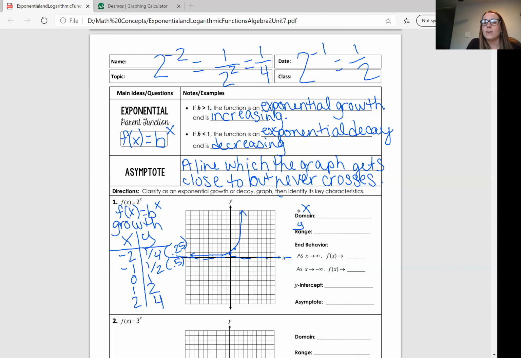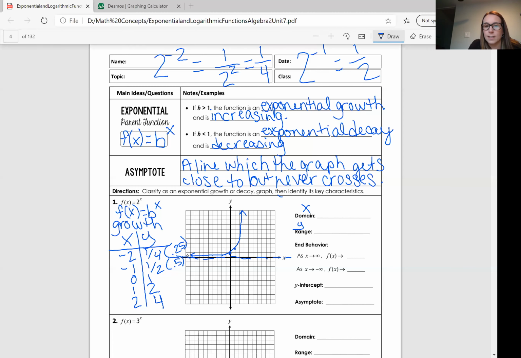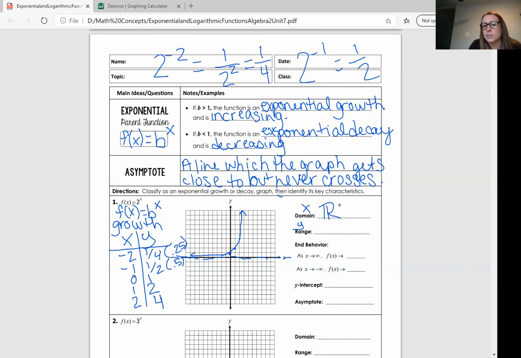All right, so domain are all your x values. So you have, okay, here's positive x values, you have some there. Here's negative x values, you have some there. So that means all reals, okay? You can write all reals, okay? There's a bunch of different ways to do it. You can put all real numbers, whichever way that you have learned before.